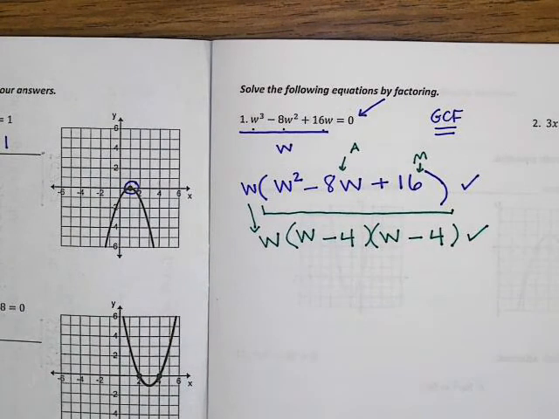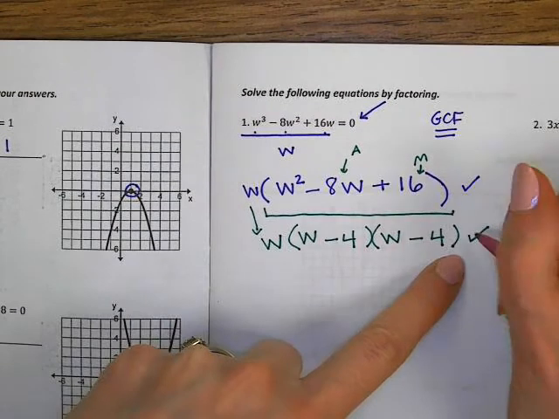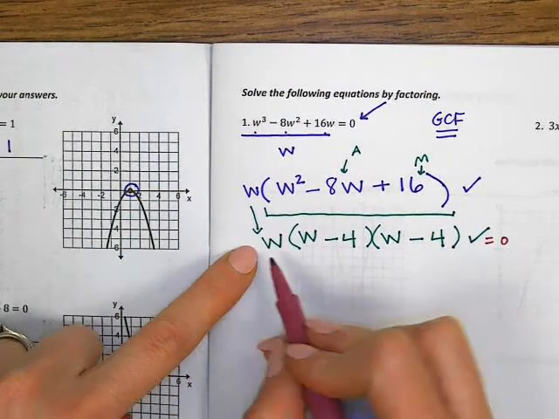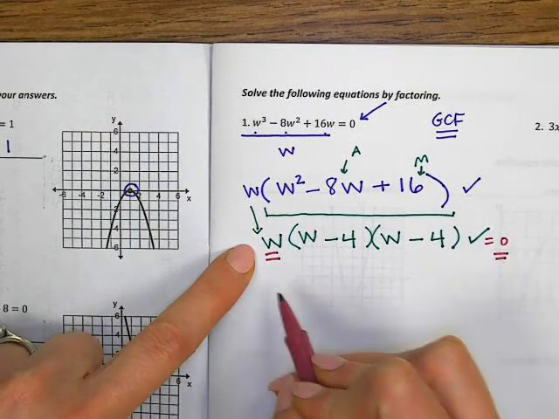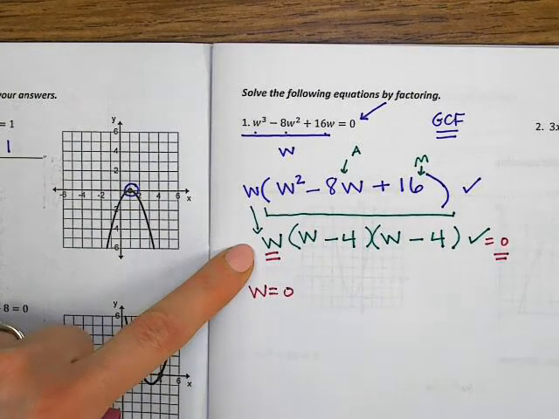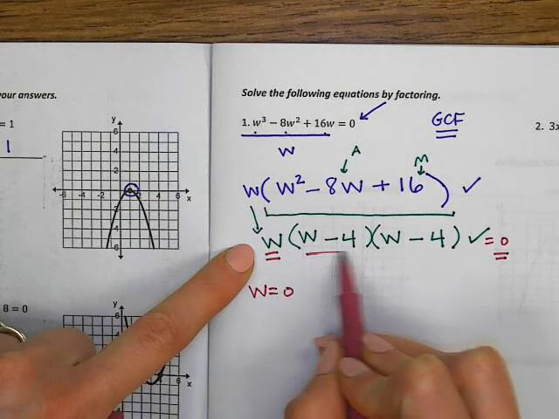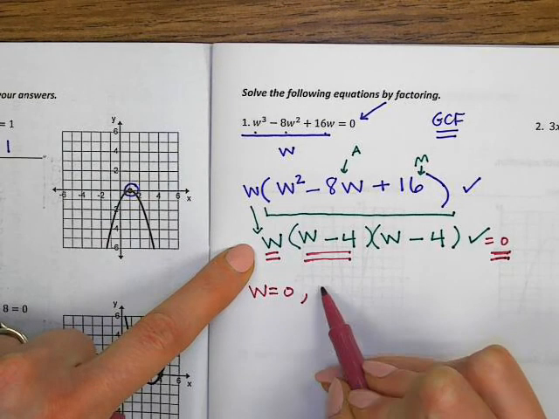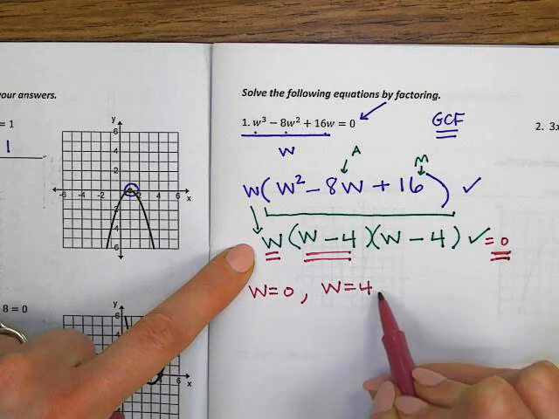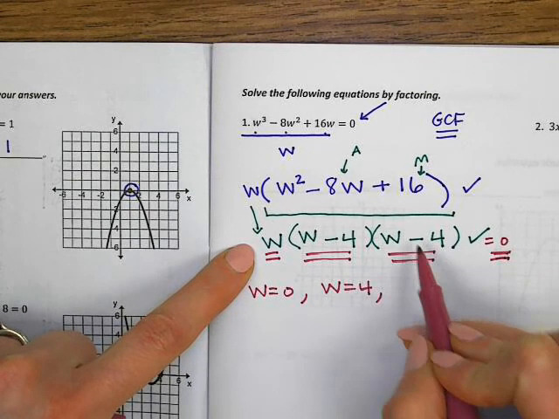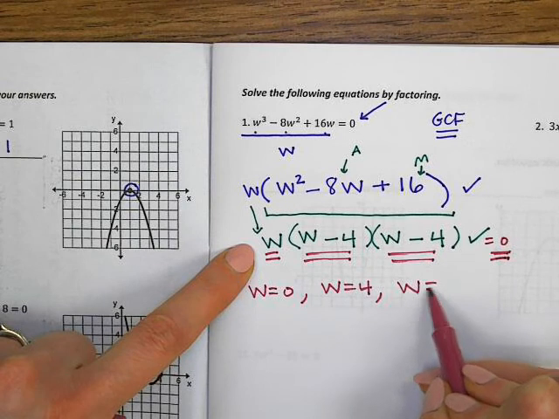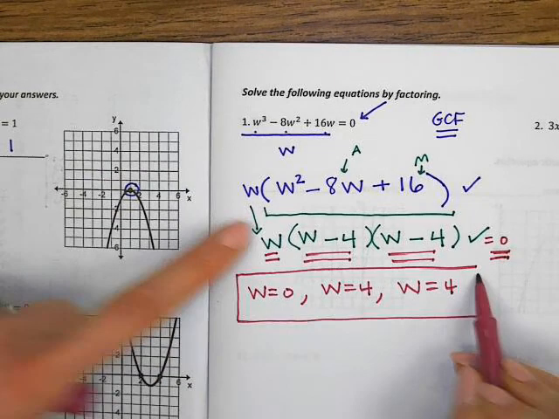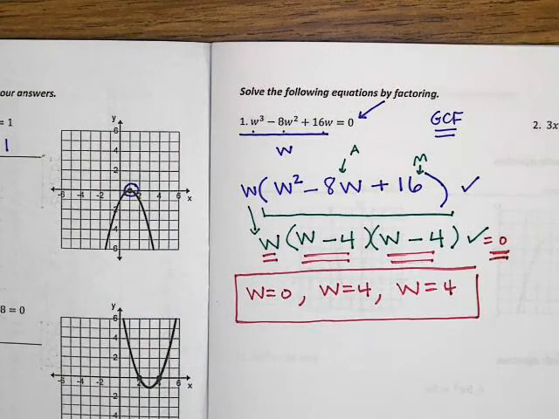Now we have to solve. So remember, this really equals 0. So we're going to have three answers. We're going to have W equals 0. And then this one, when you set W minus 4 equal to 0, you add the 4, so the answer is +4. And same thing here. You would add the 4 to solve, so the answer is +4. Remember, it's always just the opposite. So your three answers are 0, 4, and 4.